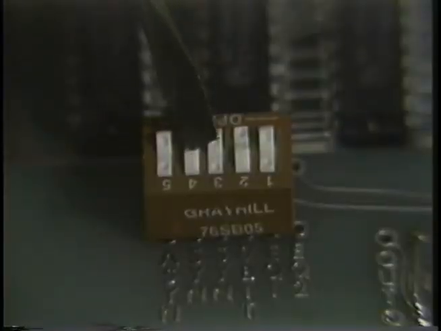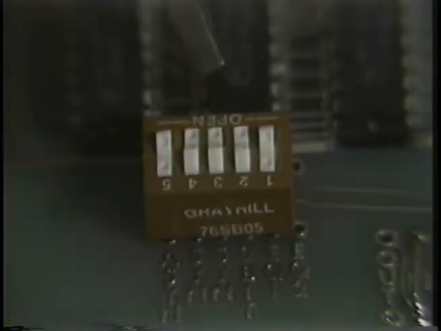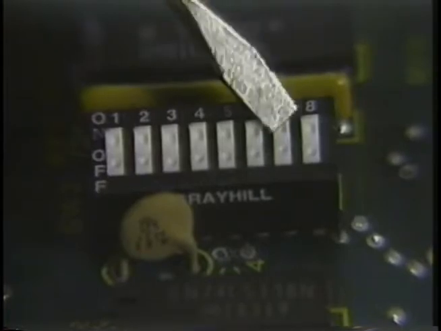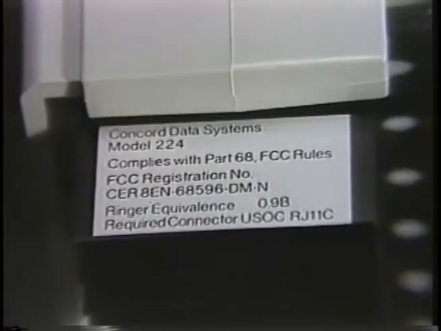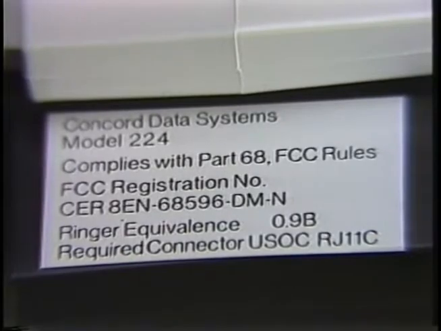The fixed or programmable transmit level applies to 212 modems and most other dial-up modems. In the more common fixed transmit level mode, the modem transmits at an energy level of -9 decibels. This level is required by the FCC. If the modem is set for the programmable level, the transmit level is actually set by the telephone company.